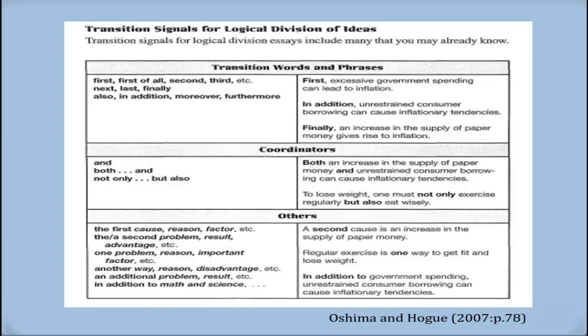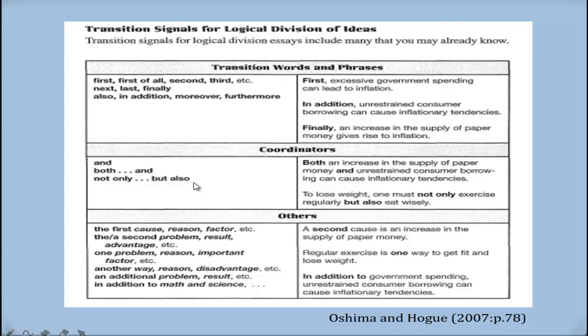These are the transition signals for logical division of ideas taken from the book by Oshima and Holt, page 78. You see that the transition words and phrases here are similar to what I have mentioned before. But this is for the logical division of ideas. You can use first of all, second, third, and so on. And then next, last, finally, also, in addition, moreover, furthermore. First, in addition, finally. And for coordinators, you can use and, but, and not only but also.